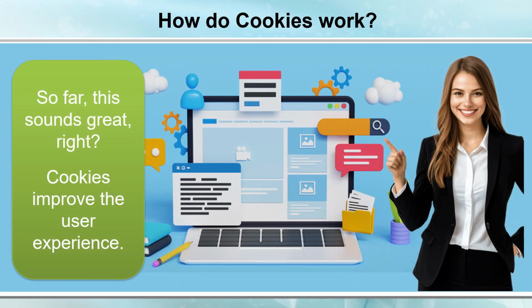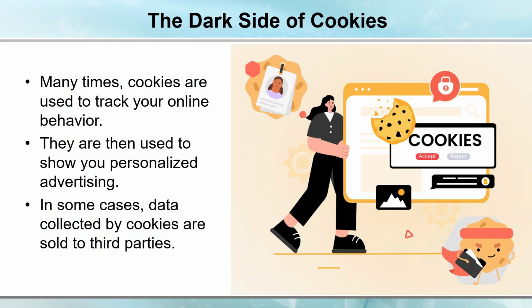So far, this sounds great, right? Cookies improve the user experience, speed up access, and make websites remember your preferences. But they also have a dark side. Many times, cookies are used to track your online behavior, which sites you visit, how long you stay, what you search for, or which ads you click on. With this information, companies create very detailed digital profiles about your interests and habits, which are then used to show you personalized ads, or in some cases, to sell that data to third parties.